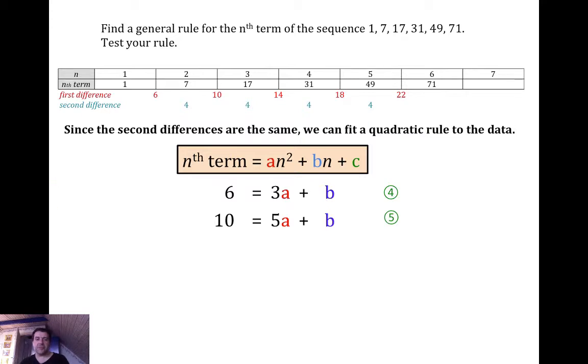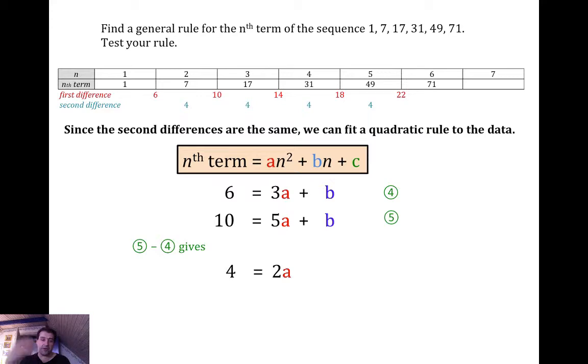There we are. So we've got 2 equations in 2 unknowns, and luckily the b's are the same in both of those. So we can just do equation 5 minus equation 4. 10 minus 6 is 4. 5a minus 3a is 2a, and then the b minus b disappears. So we've eliminated the b's now and reduced it to 4 is equal to 2a.